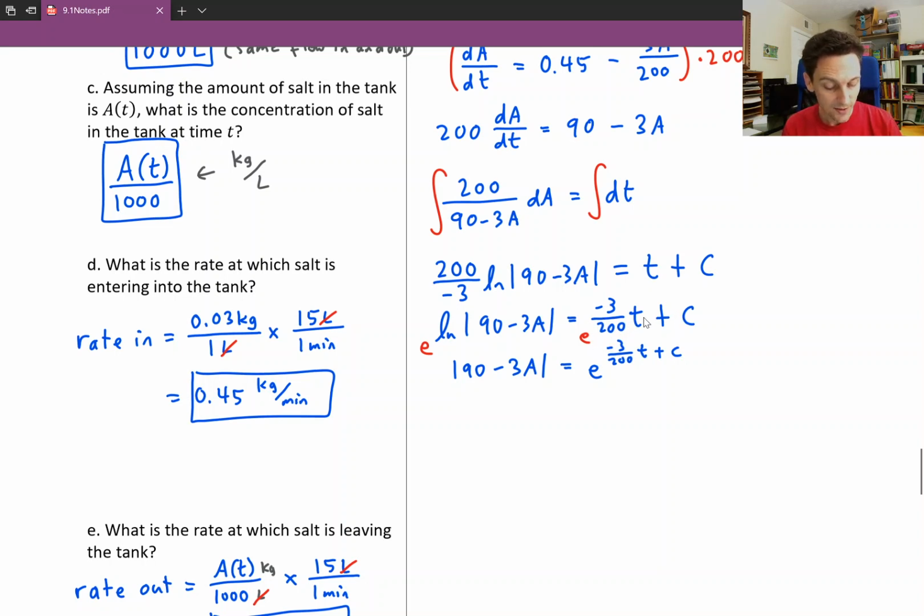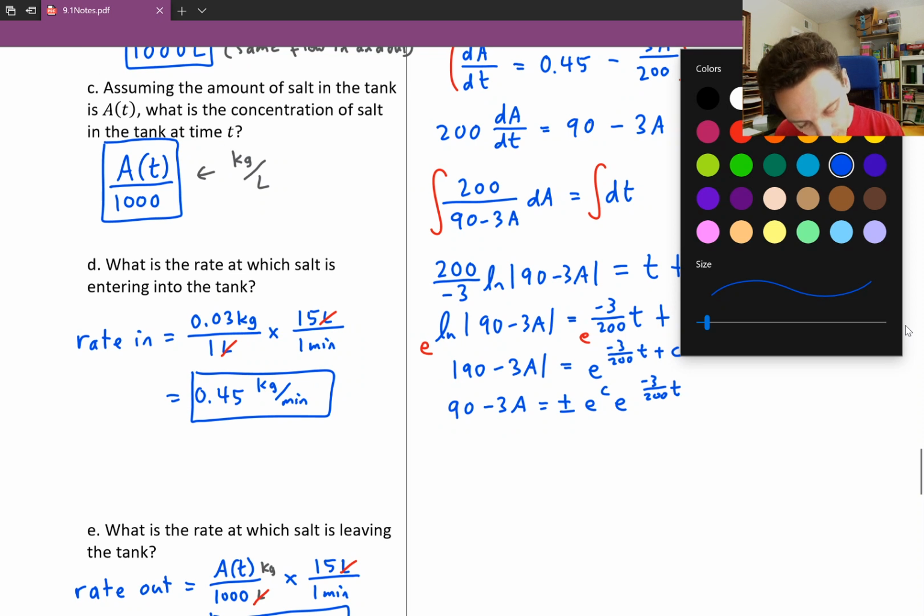The exponential would apply to both of these terms right here, so we have to leave the plus c up on the top until we've broken it up, so that this plus inside the exponential turns into multiplication outside a couple of exponentials. We have to follow those exponential rules. We have 90 minus 3a equals plus or minus e to the c times e to the -3/200 times t.